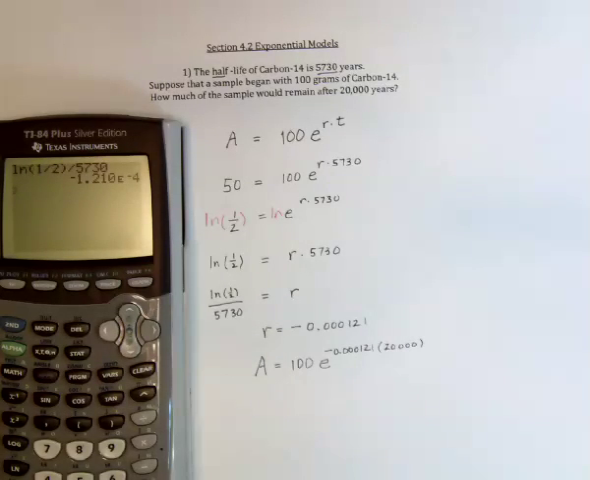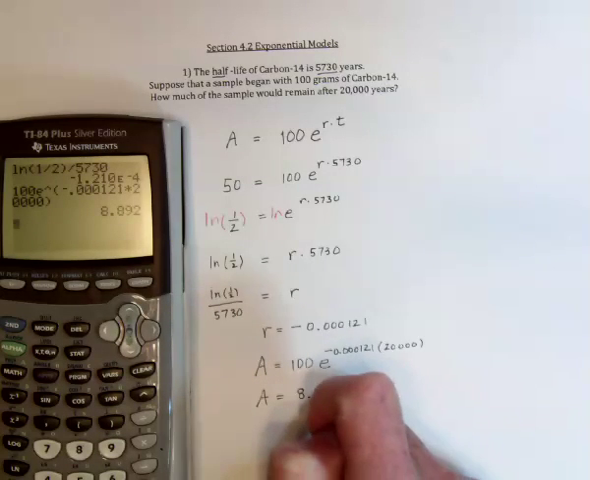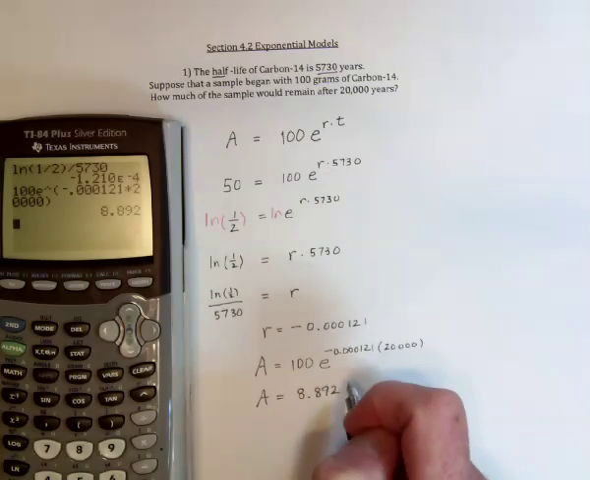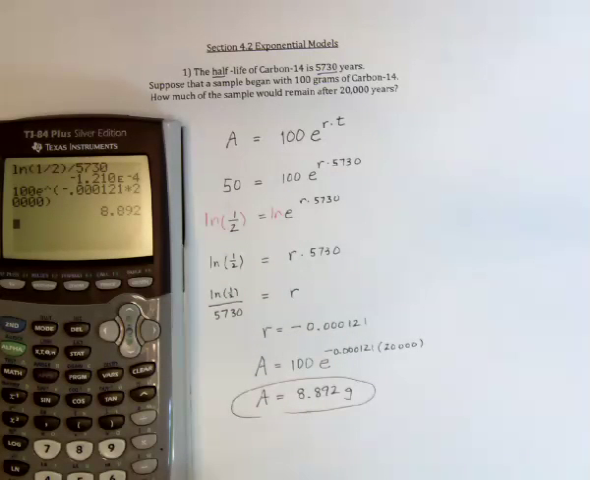All right, put that in the calculator and we've got it. So the original 100 times e to the negative 0.000121 times 20,000, and the amount that's left is only 8.892, and the units are grams. So there's a little less than 9 grams left out of the 100.